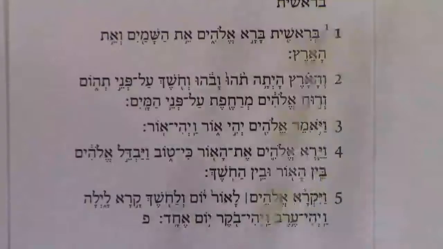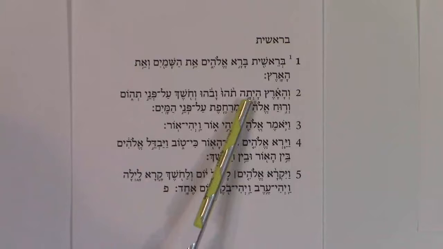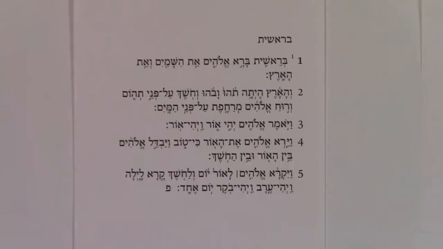Okay, we go on down the list here. Et hashamayim va'et ha'aretz. Okay, no more verbs. Veha'aretz hayta. We've talked about that. That's our only third person feminine singular perfect. And we should kind of keep a rhythm here, so you're saying it the same way every time.